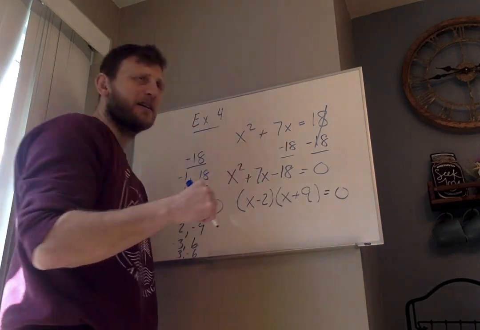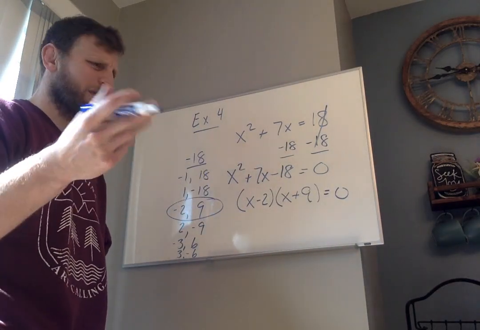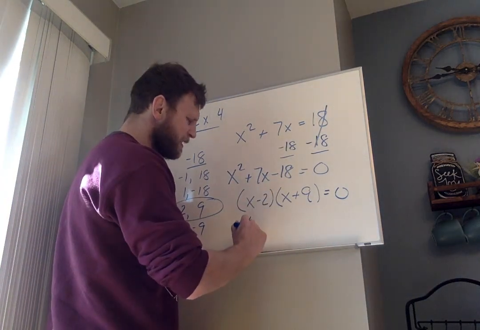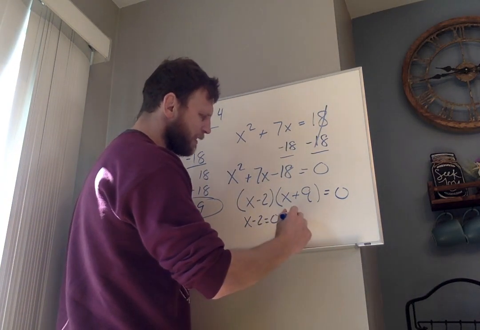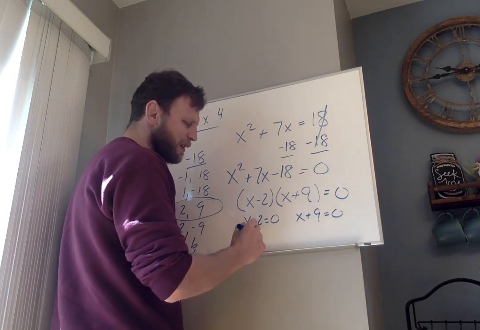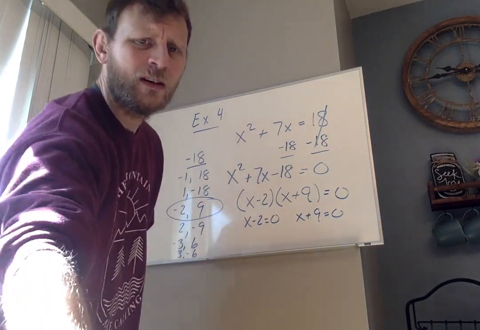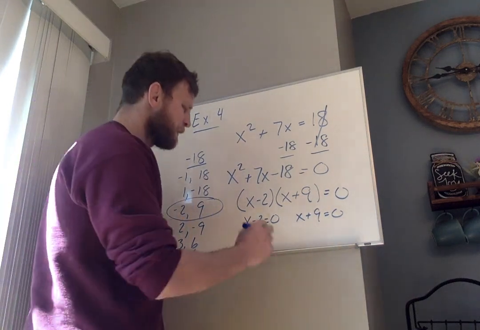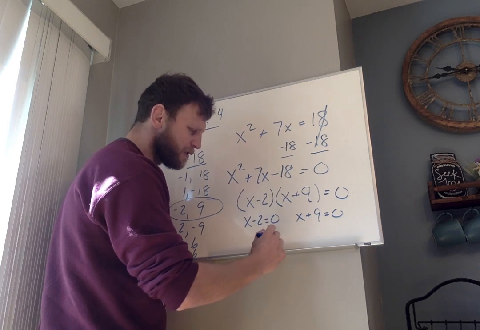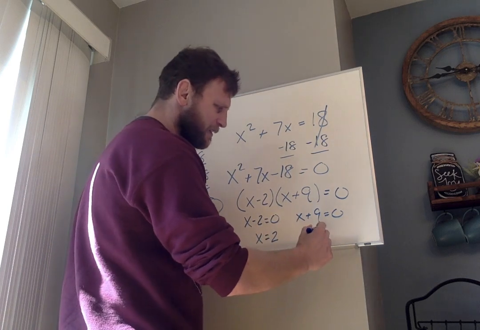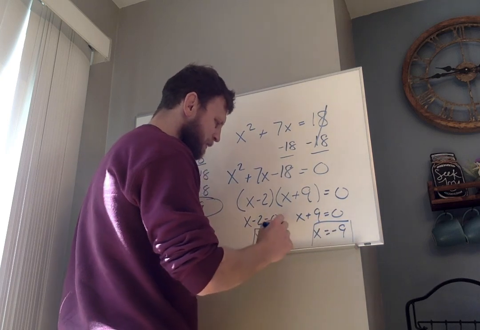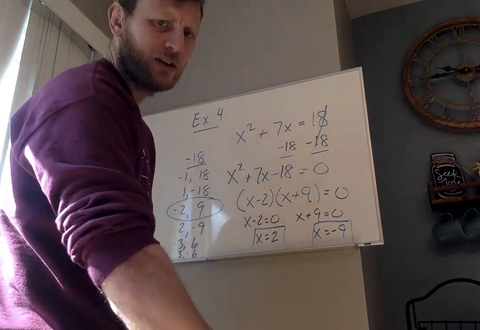So in the last section, like 7.4 or something like that, we solved these. So what I do is I take each piece, set it equal to 0, okay? And I solve each of these one-step equations. So here I'm going to add 2, and here I'm going to subtract 9. When I add 2 over here, I get x equals 2. When I subtract 9, I get x equals negative 9. So there's my 2 answers. Okay? So we're good on that front.